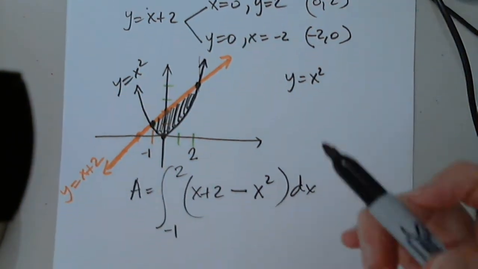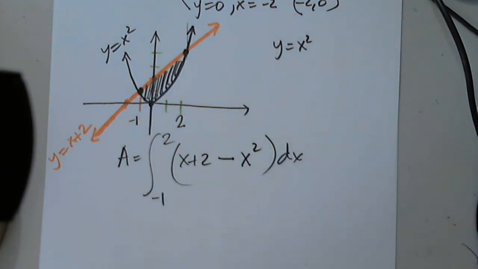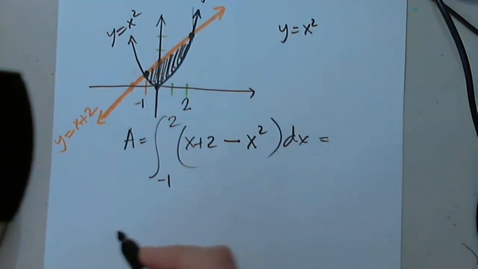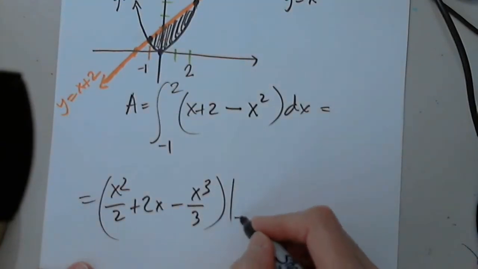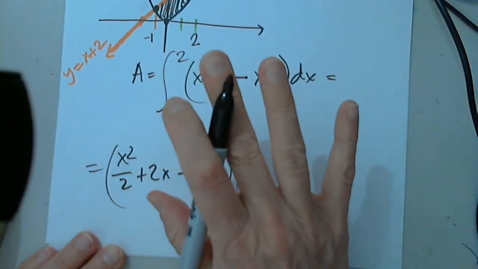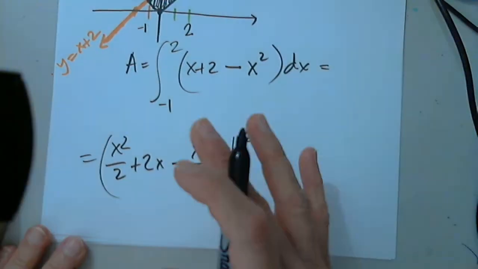Please don't write this without all the analysis and without the graph, please. Good. So now from here it's a piece of cake. So I have x squared over 2 plus 2x minus x cubed over 3 from negative 1 to 2. I just want you to plug it in. And you can determine the answer with a number or not at all.